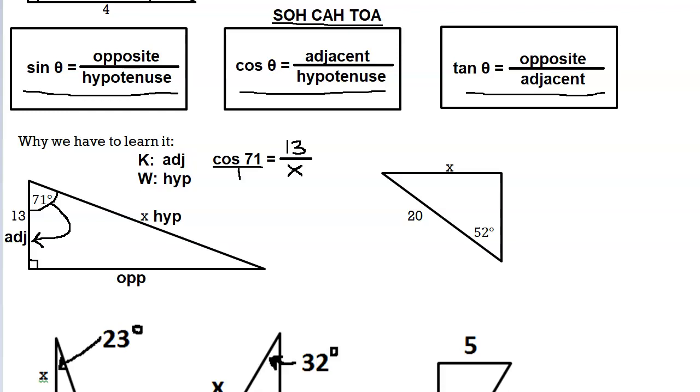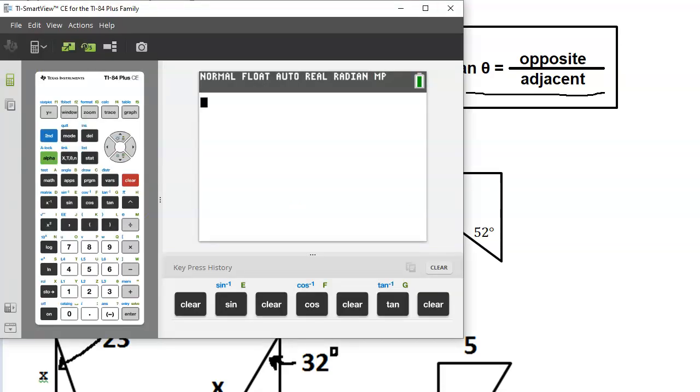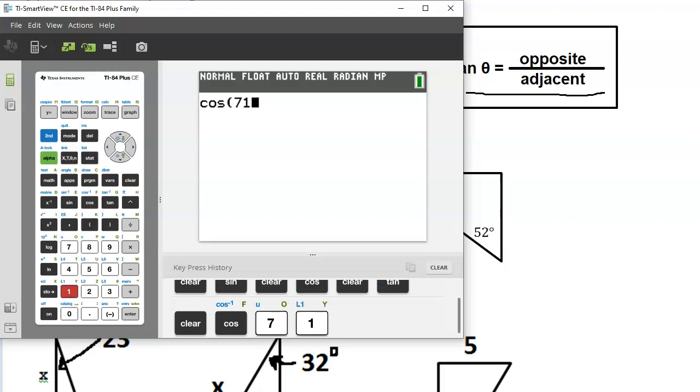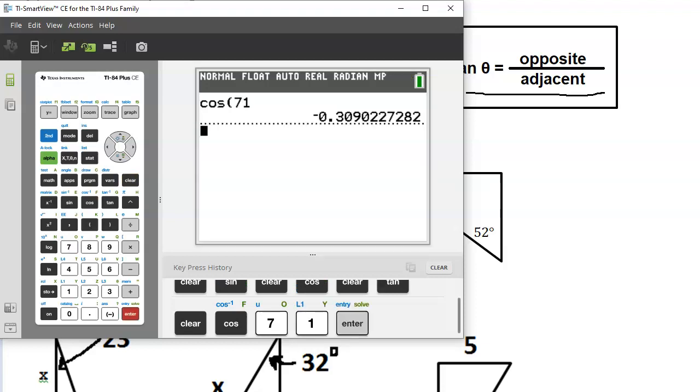So if you were to cross multiply, you would get x times the cosine of 71 equals, and then if you were to cross multiply on the other side, you'd really just get 1 times 13, which would just be 13. Now, this is where your calculator is going to come in. I just want to tell you right now, if you type in cosine of 71, you're going to get a negative number. What in the world is going on?